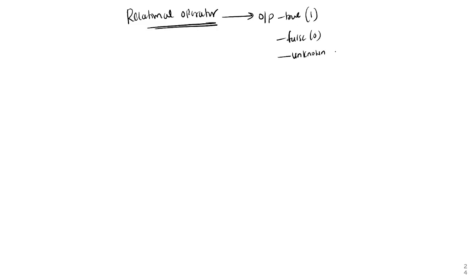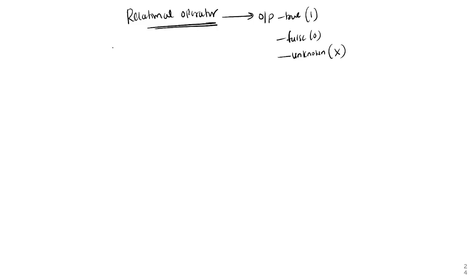Relational operators. What are these relational operators? The output can be of three types. It can be a true condition, that is 1. It can be a false condition, that is 0. Or it can be an unknown condition. What is the unknown condition? This is x. X is nothing but the unknown condition.